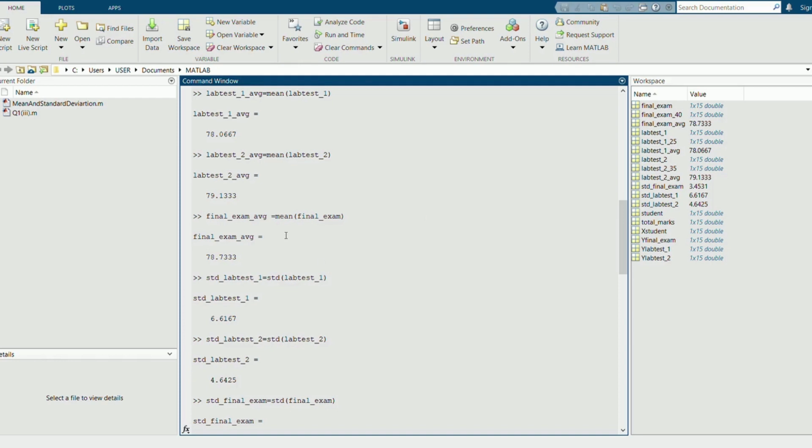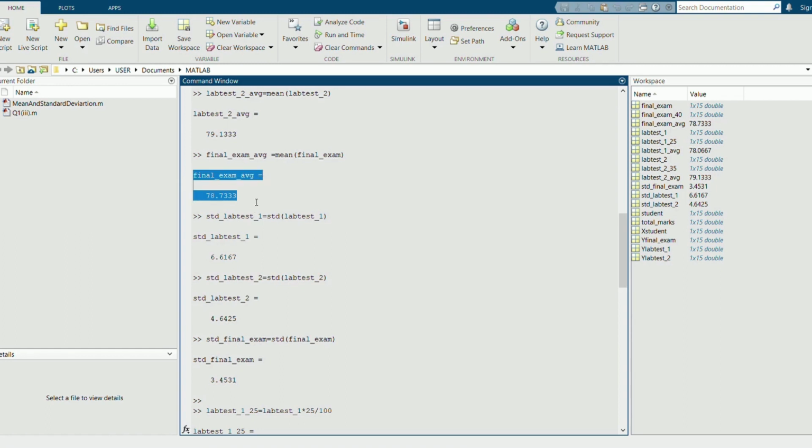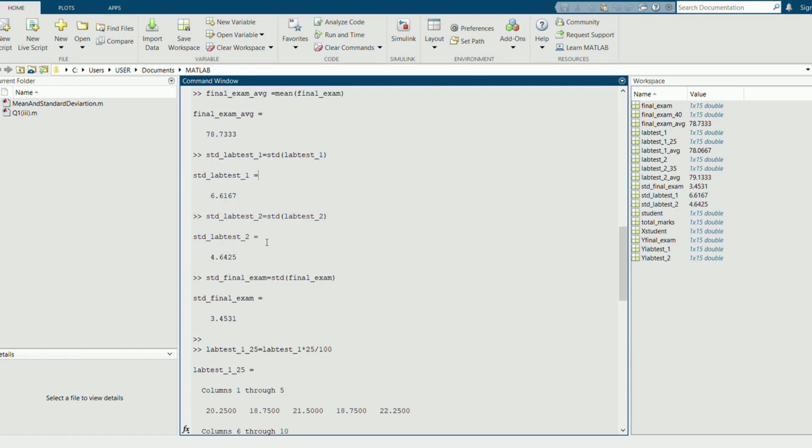For question 1b, calculate the average and standard deviation. This is the lab test 1 average. I have declared mean lab test 1, and we calculate the mean for lab test 1. The lab test 1 average I get is 78.0667. The lab test 2 average I get is 79.13333. The final exam average I get is 78.7333.